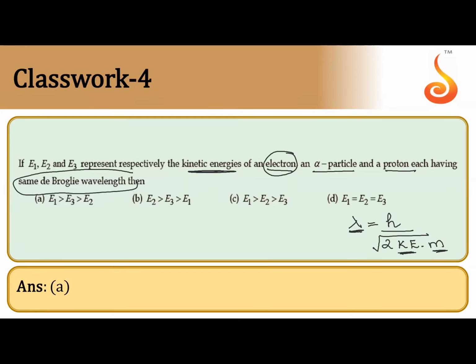Electron. So that is E1. The mass of an electron is very less. Proton is higher. And alpha particle, helium nucleus as we say, has a mass of 4 AMU, and proton has 1, whereas electron mass is considered negligible. So who has the least here? That is option A: E1 for electron will be higher as compared to proton, as compared to alpha particle.